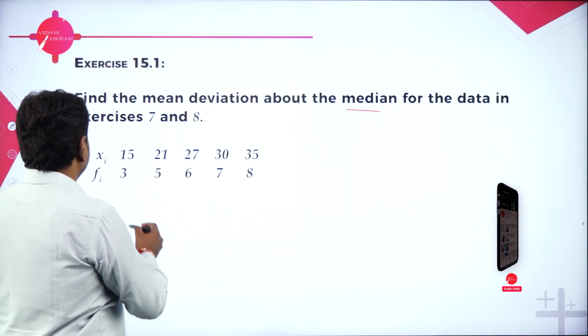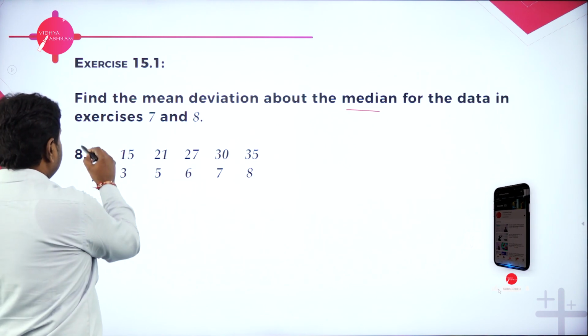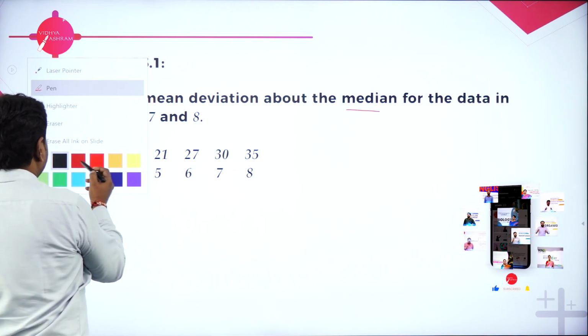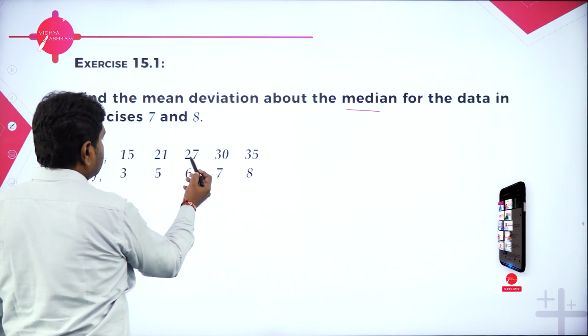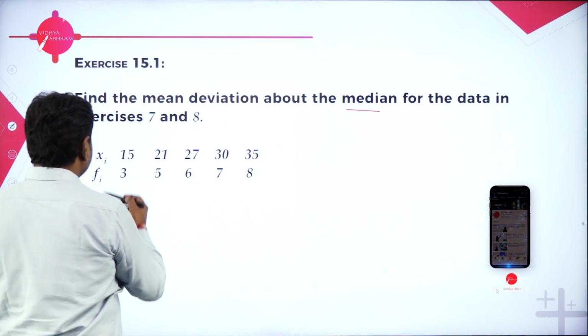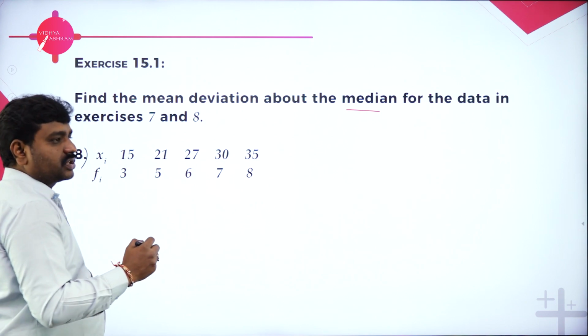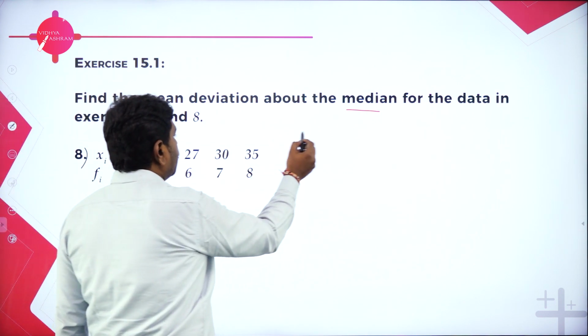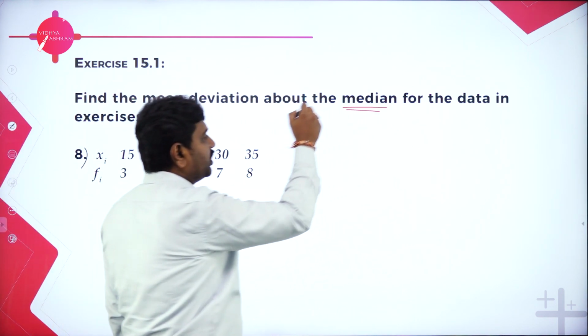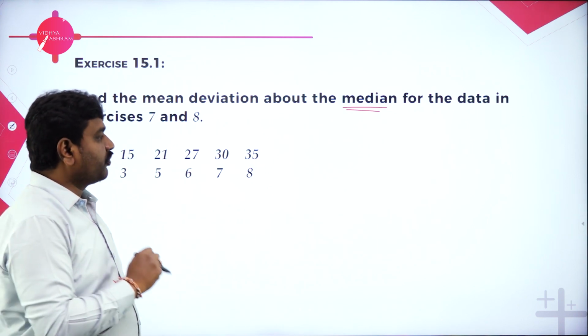So now they give xi and fi. They give xi values, that is 15, 21, 27, 30, 35. Fi 3, 5, 6, 7, 8. So first they want you to find mean deviation about what? Median. First your task is to find what? Median. How to find median?